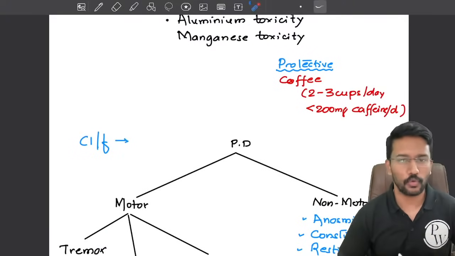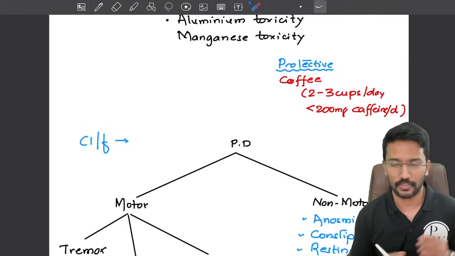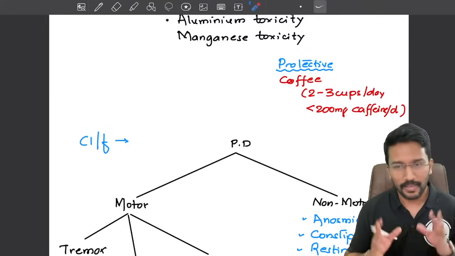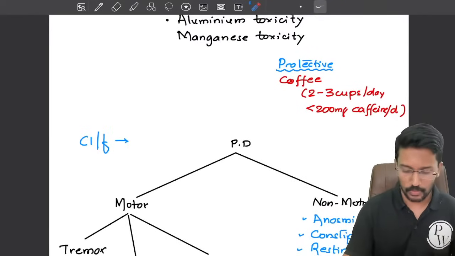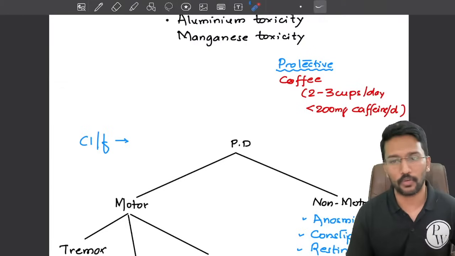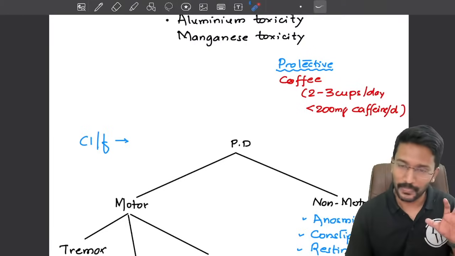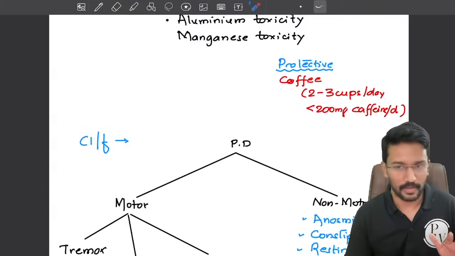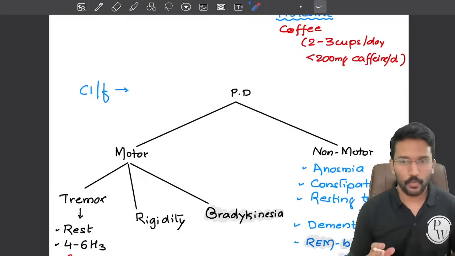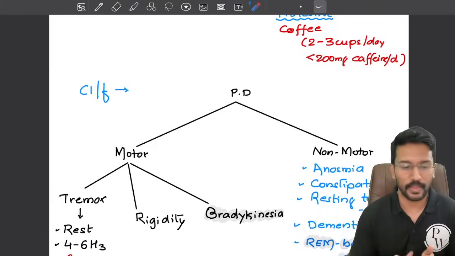And I think I had also told you that coffee is protective, and that's why generally in my classes the tea breaks are called coffee breaks, because coffee protects against development of neurodegenerative disorders, including Alzheimer's as well as Parkinson's. Okay. Now in Parkinson disease, what are the symptoms we can expect?